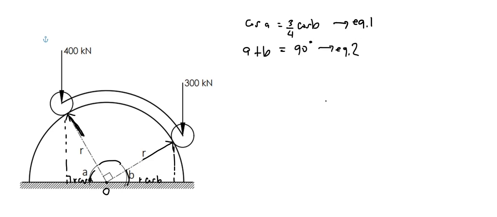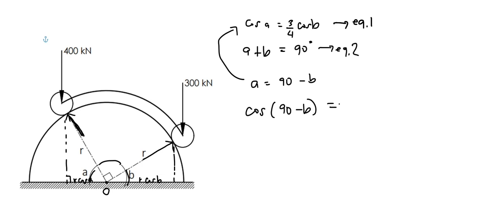Okay, so now that we have two equations with two unknowns, we can solve for angle A and B by manipulating the second equation. We have A is equal to 90 minus B. And we plug in this value into the first equation so that we can represent the first equation in terms of the singular variable B. So we have cosine of 90 minus B is equal to 3/4 of cosine B. And using the co-function identity, cosine of 90 minus B is basically equal to sine of B. So this is equal to 3/4 cosine B.